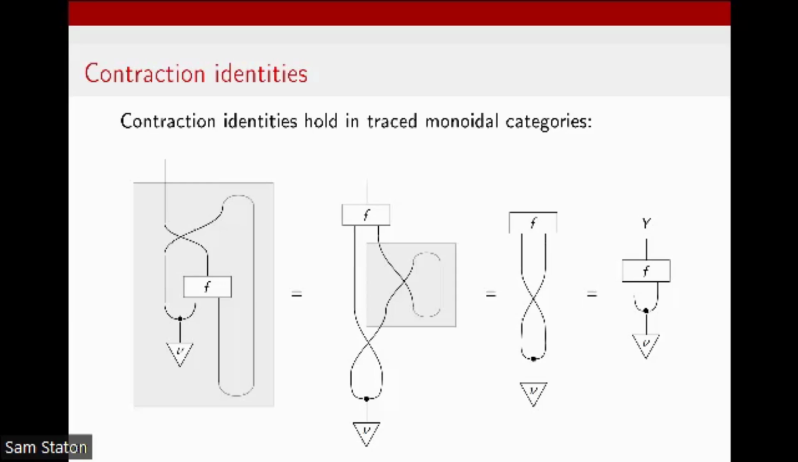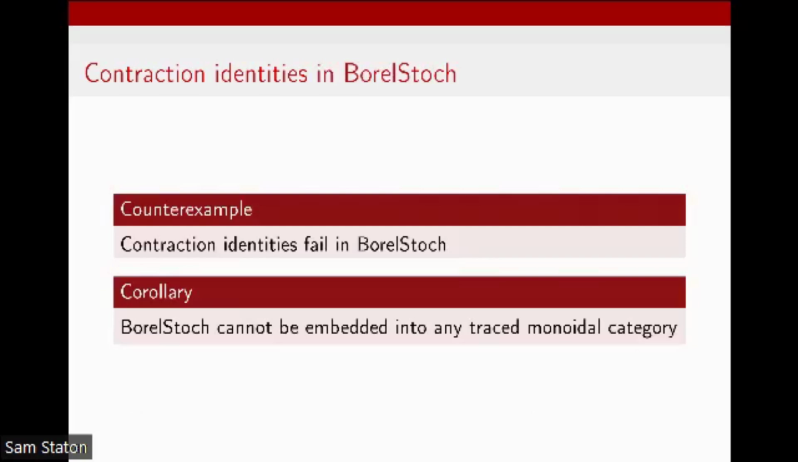But usually the Markov categories we are interested in are definitely not trace monoidal, so we want to give some other kind of condition. And we can see that contraction identities fail in certain Markov categories. For example, in BorelStoch, which we have already encountered before, the category of standard Borel spaces and the Markov kernels between them. And there's a corollary of this immediately, because as we've seen, these contraction identities are always validated in trace monoidal categories, which is that BorelStoch cannot be embedded, by which I mean faithfully embedded, into any trace monoidal category.